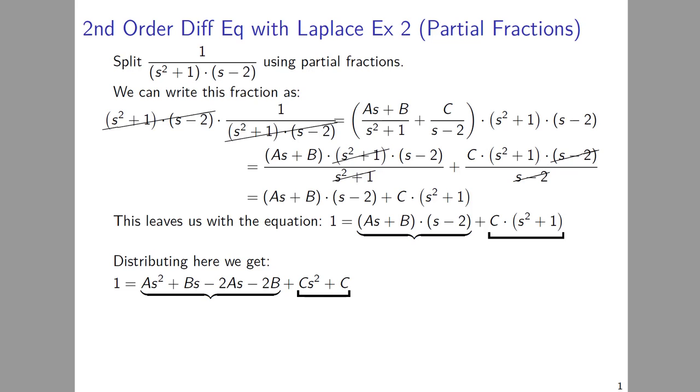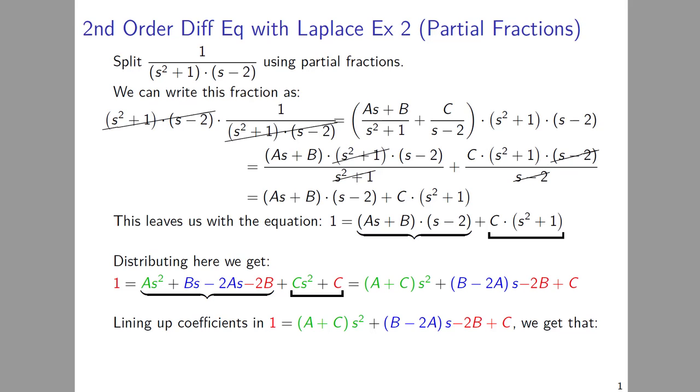Combining like terms on the right, we want to look at what our coefficient is for s squared, s, and the constant. For s squared, we have as squared plus cs squared. Our coefficient of s comes from bs minus 2as, and our constant comes from minus 2b plus c. Combining these like terms, we have (a plus c) times s squared plus (b minus 2a) times s minus 2b plus c.